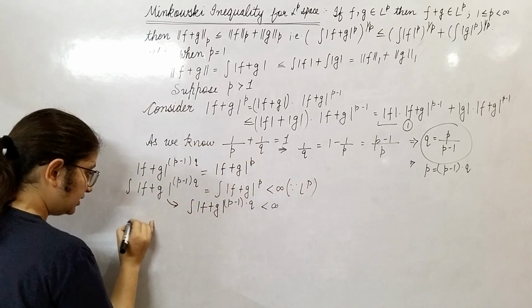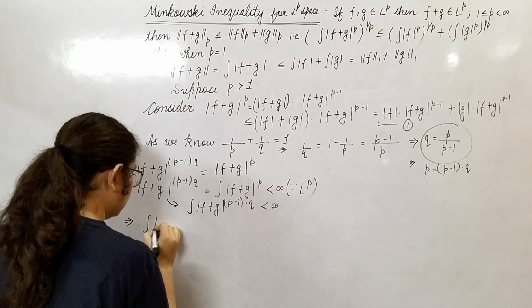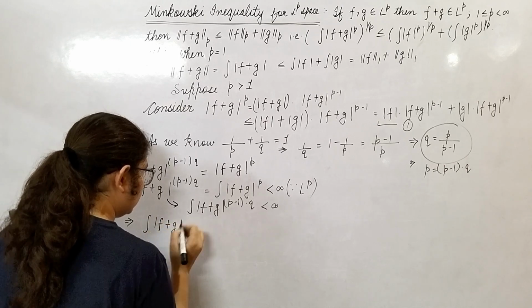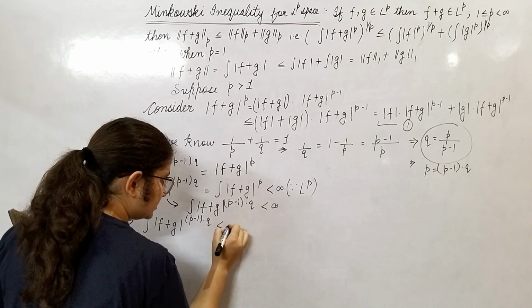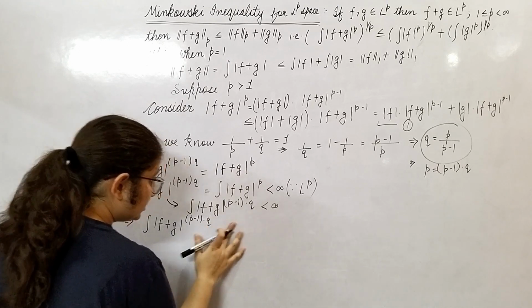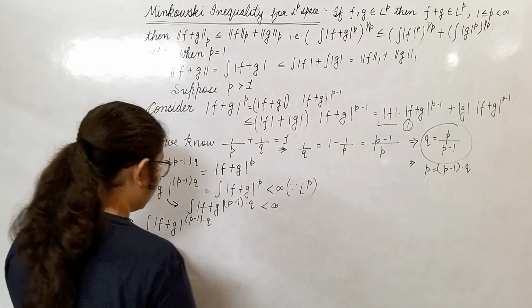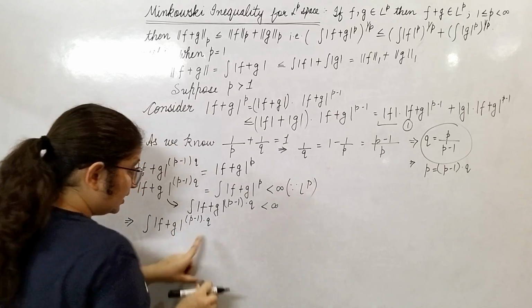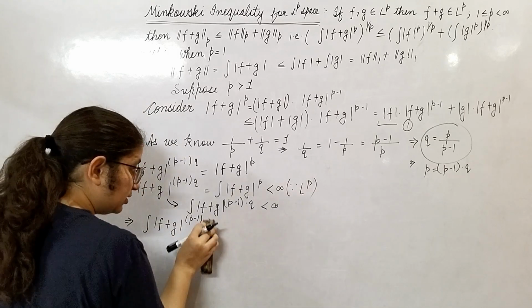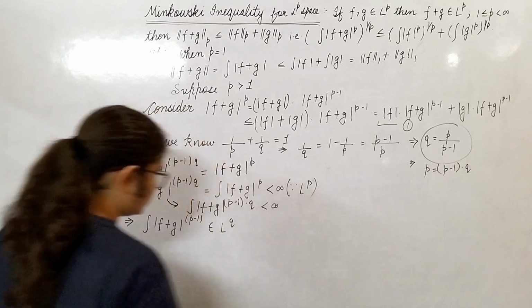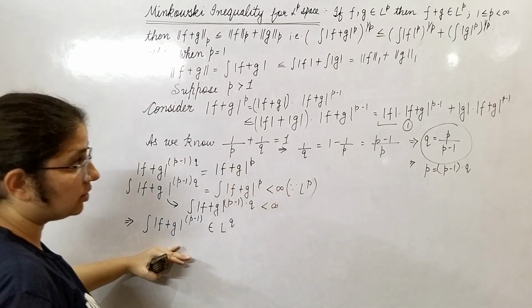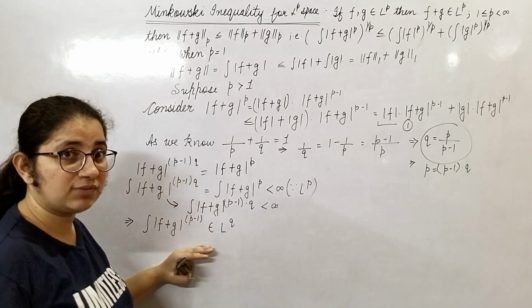Is also finite. This implies the integration of (f plus g) raised to the power (p minus 1) into q is less than infinity. What does this imply? This implies that, since the power is q, this will belong to LQ space. Alright, this will belong to LQ space. This is what we needed.